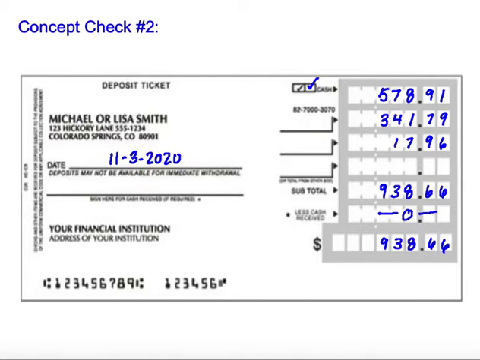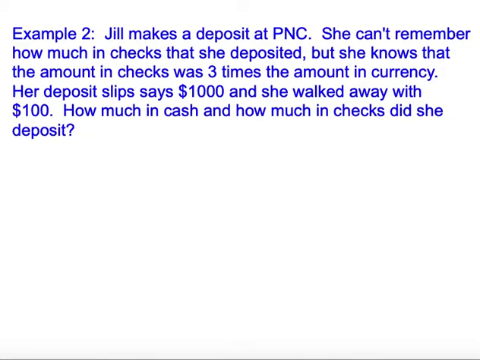All right, let's look at our second example. It says Jill makes a deposit at PNC. She can't remember how much in checks that she deposited, but she knows that the amount in checks was 3 times the amount in currency. Her deposit slip says $1,000 and she walked away with $100. How much in cash and how much in checks did she deposit?